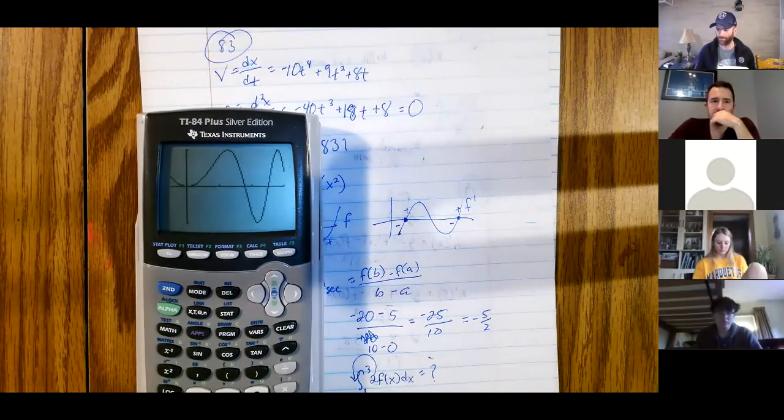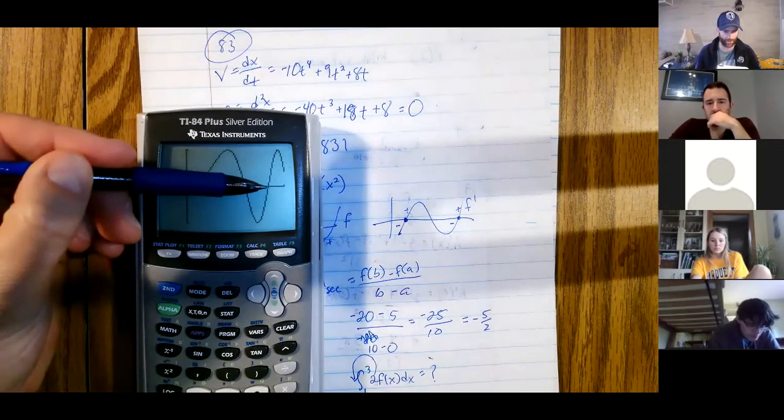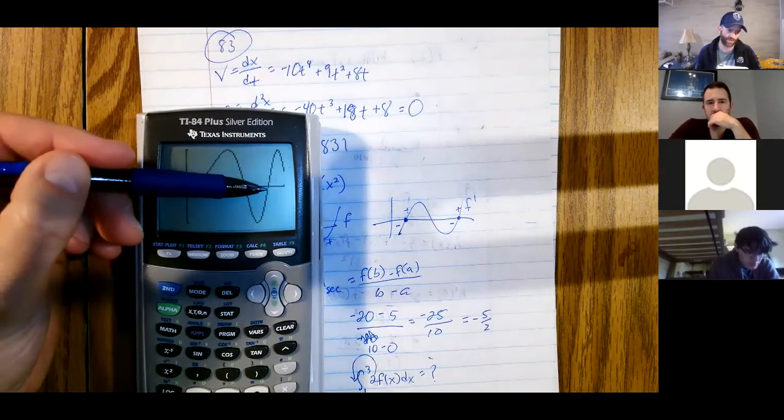But we're looking for where f would have a local minimum, and remember, a local minimum occurs when f prime changes from negative to positive. So we're looking at this point right here because that's where this graph changes from negative to positive.